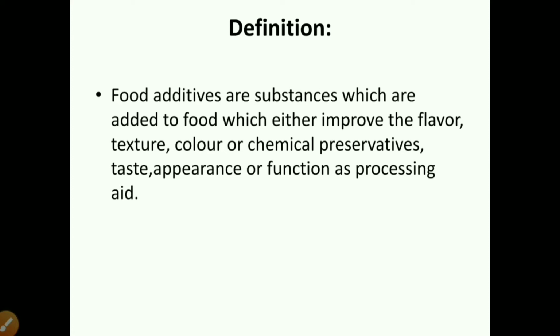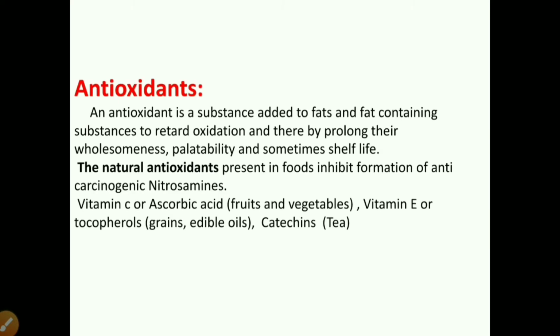Food additives are the substances which are added to food which improve flavor, texture, color, or chemical preservatives, taste, appearance, or function as a processing aid. Now, food additive is a substance which is directly or indirectly added to the food. It gives a particular characteristic to food and it should be safe for condition of use. That is the definition of a food additive. And there are many types of food additives.